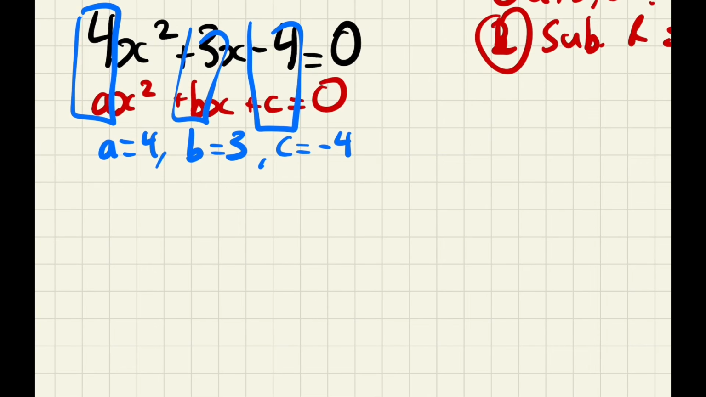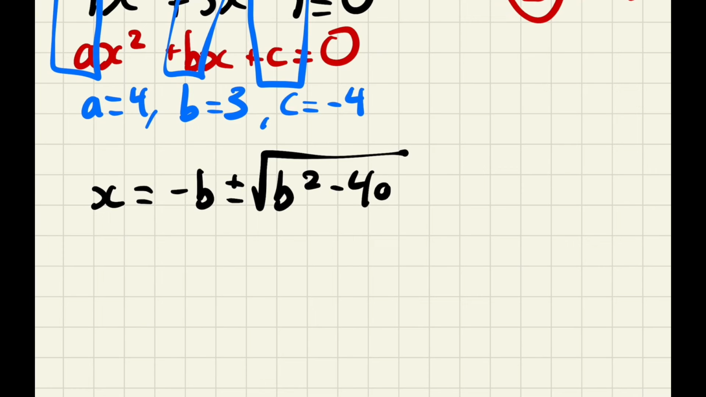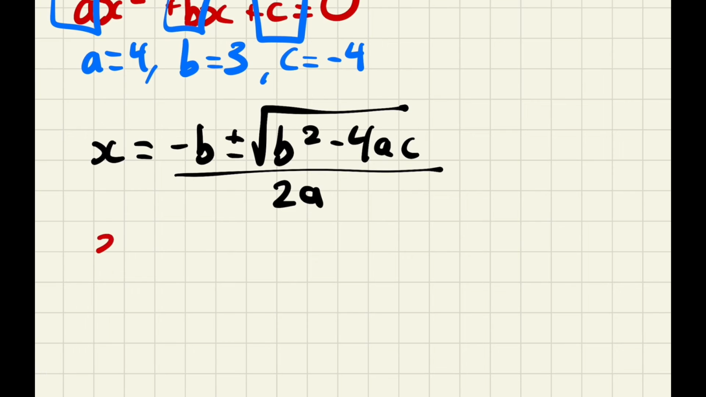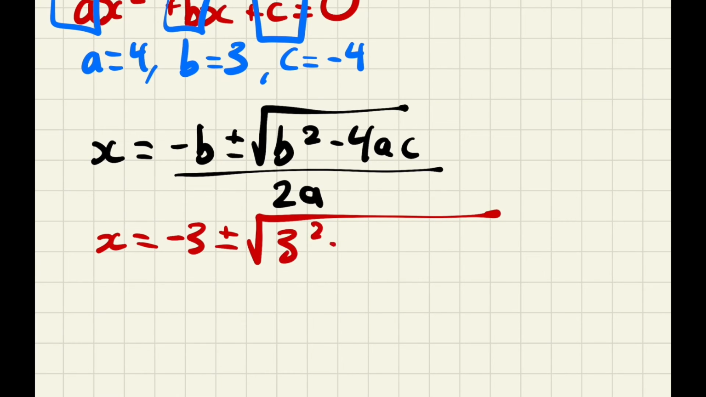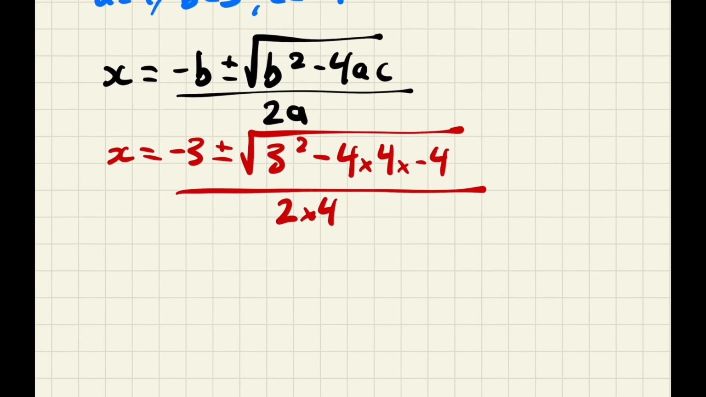Now what we do is we substitute using our quadratic formula. Our quadratic formula, once again, is x is equal to minus b plus minus square root b squared minus 4ac all over 2a. Now let's do our substitution. We have x is equal to minus b, so minus 3, plus minus square root. b squared is going to give us 3 squared, minus 4 times a, which is 4, times c, which is negative 4, all over 2 times 4 on the bottom.